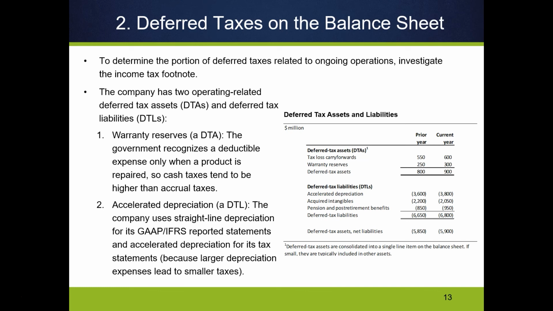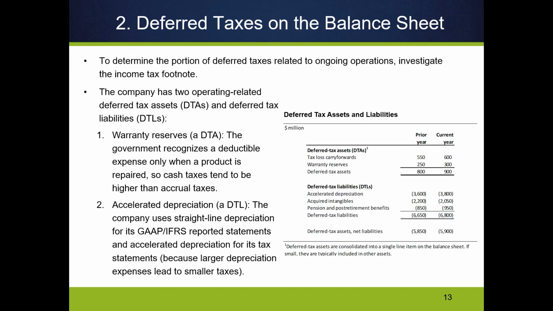Warranty reserves. Warranty reserves is kind of an unusual item here. Again, this has to do with a product-based warranty. So a warranty is something that is either sold or provided with a good that's sold that says if this good breaks down, we'll fix it. Now, the government only recognizes a deductible expense on a warranty. In other words, I'm only allowed to list the cost of fixing this product from a warranty when the product is actually fixed.